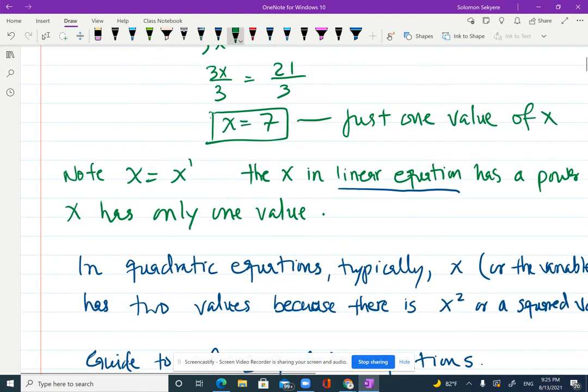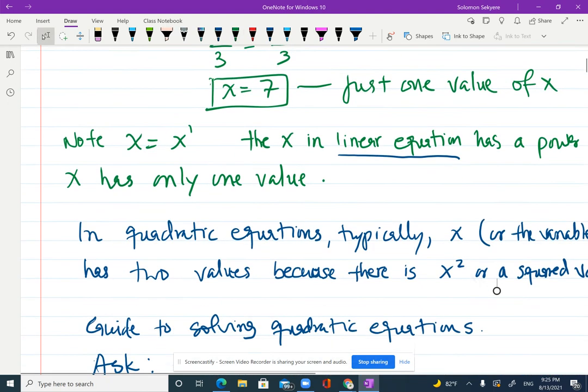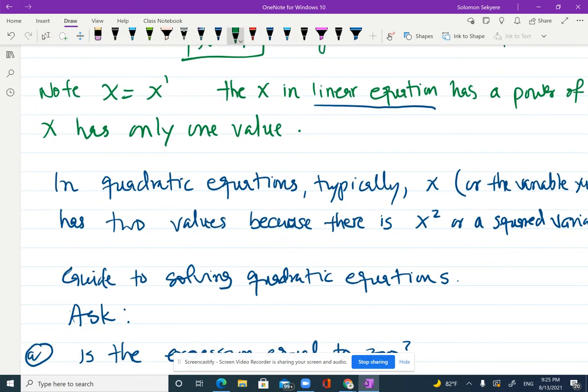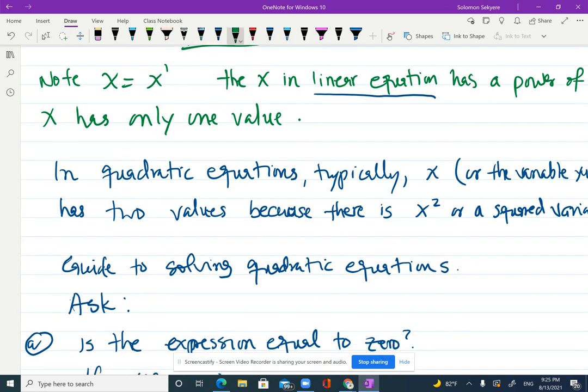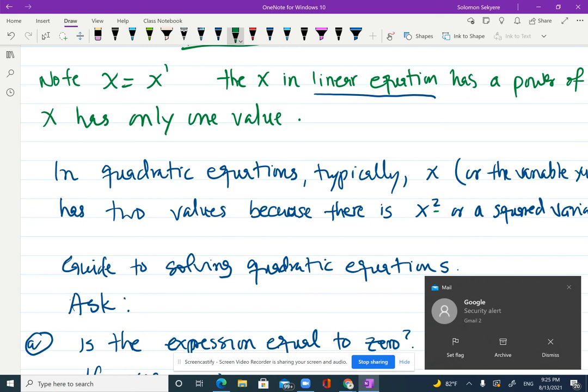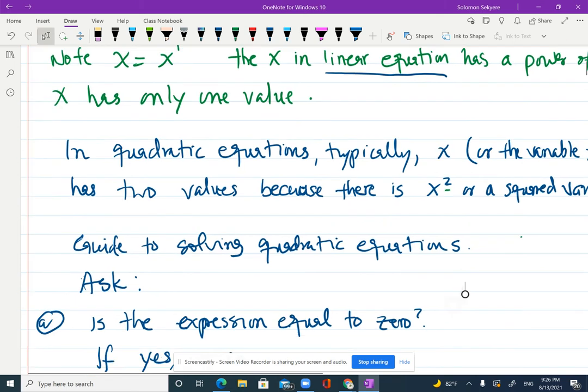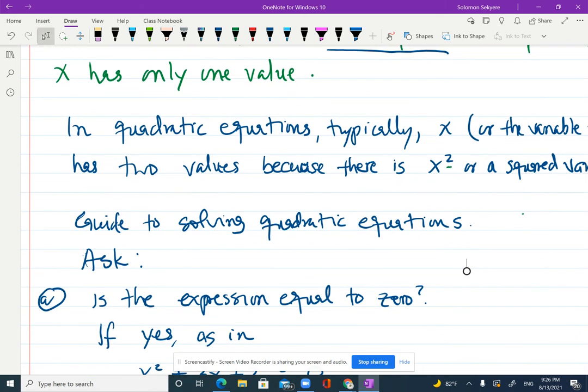Now, in a quadratic equation, typically the variable, like x squared or any variable y squared that you're solving for, will have two values because it's squared. The power is 2. Later on in higher mathematics, you're going to see 3, which means 3 values of x, and then four values of x. Now we're dealing with quadratics, 2 values of x. So now let's try to solve some quadratic equations.